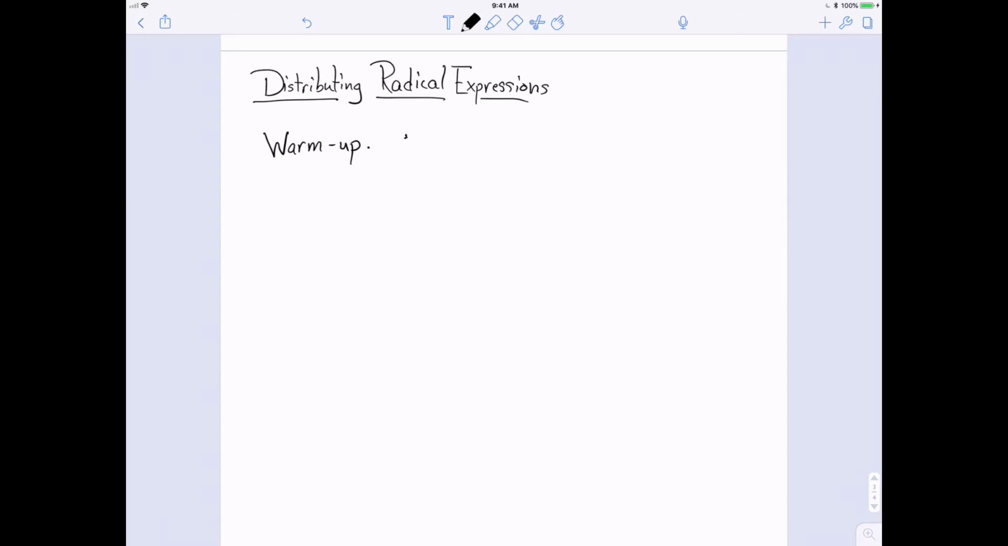If I gave you a problem like 3 times x plus 2, well, you would distribute the 3 through the parentheses. The parentheses are a binomial, and you'd write 3 times an x plus 3 times a 2, and right off the bat most of us would recognize that 3 times 2 is 6, and so we would simplify the problem to 3x plus 6. Okay, another piece of warm-up, let's try this.